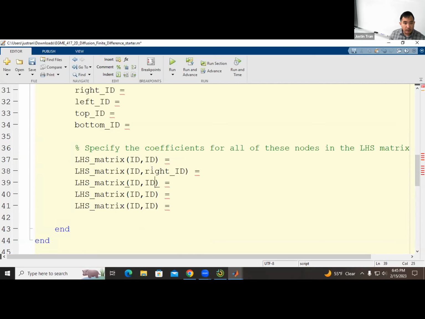Right, so we're going to need to make 5 modifications. We're going to do it at ID, ID; ID, right ID; ID, left ID; ID, top ID; and ID, bottom ID. And then the actual modifications that we make are going to be the coefficients in that finite difference formula. If you remember from the finite difference formula, we have ones for all the neighboring nodes, and then for the node itself, we have a coefficient of -4.